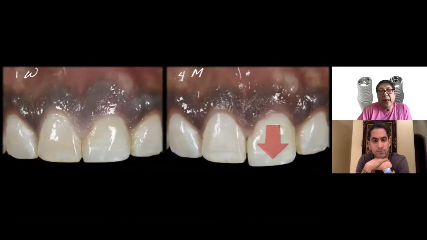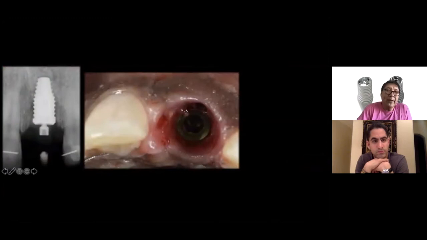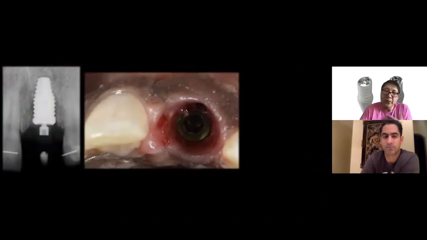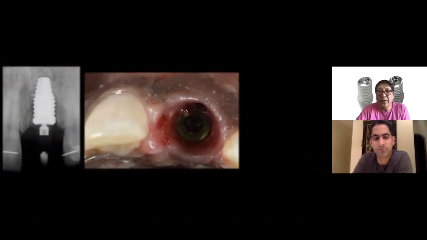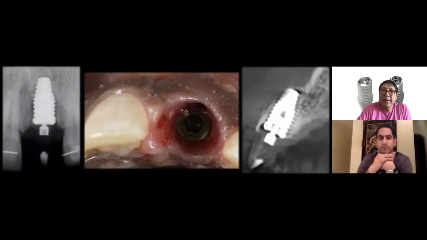Now, if you actually look at this implant over here, it's really not anything related to the implant itself. So please understand, I'm not trying to condemn any implant system. What I'm trying to say is what we can do with better implant designs, or what I think are better implant designs. He had this black area over here, and then we took a CBCT, which we should have done initially. And you could see that when he comes in after 4 months, it's clear that the implant had perforated the buccal plate, or what was left of the buccal plate.